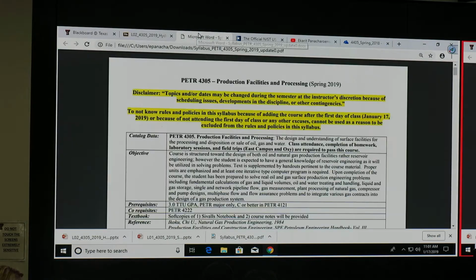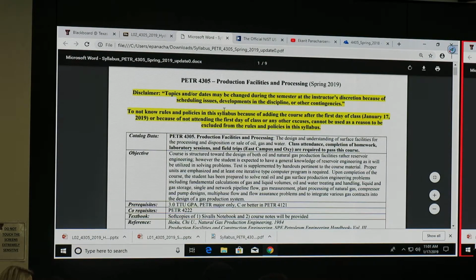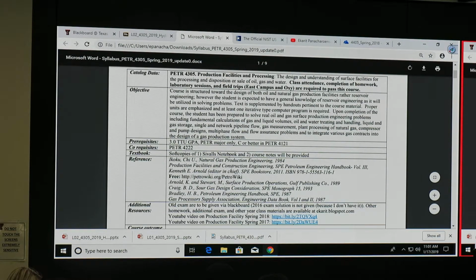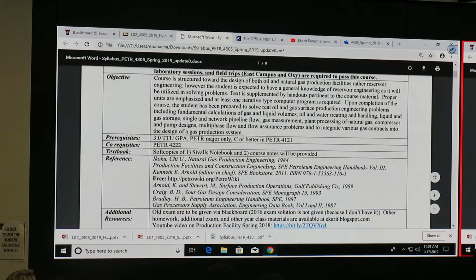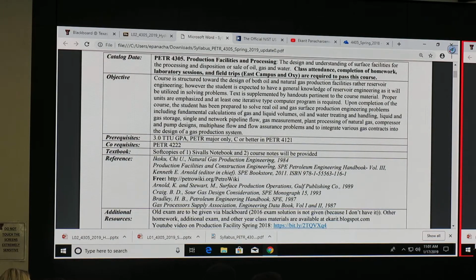Let's quickly go through the syllabus. The syllabus is uploaded. We don't have many rules. I deleted many rules from last year. I just say anything that you need in this room, the penalty is up to me. That's it. As appropriate.